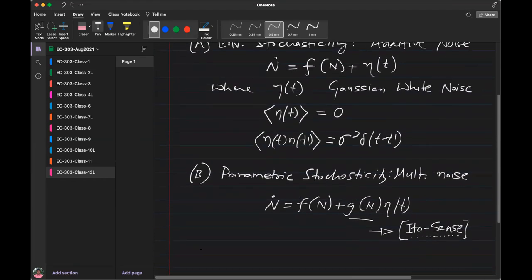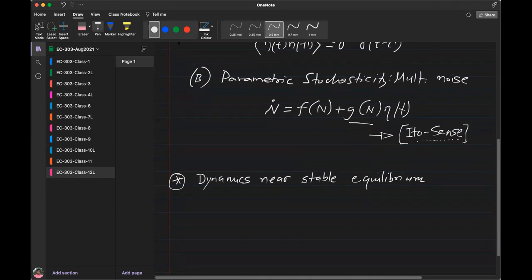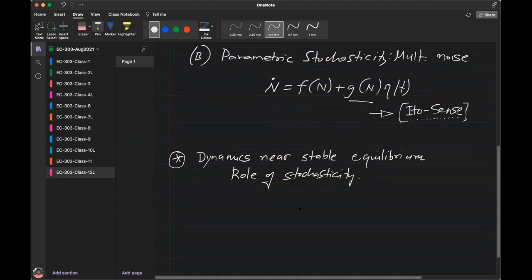Okay, and then what we went on to do was, let's consider dynamics near equilibrium, near stable equilibrium, to be very precise. We know that if you are at an unstable equilibrium and if you make any perturbation, the system just flows away, right? So therefore we said, let's look at the system near equilibrium. What happens to the role of stochasticity when the system is near equilibrium? So how does stochasticity affect the dynamics near equilibrium?